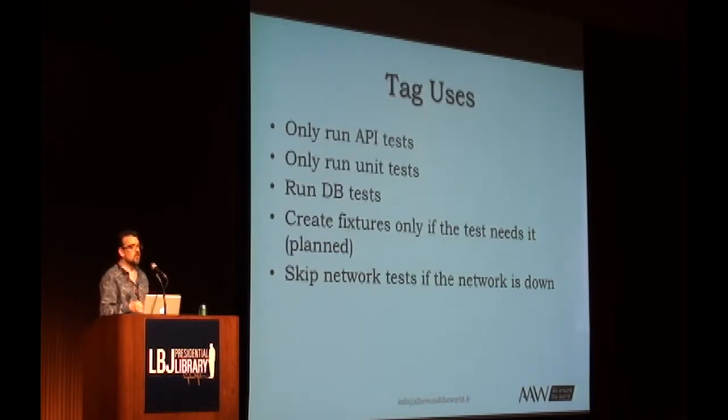This planned bit of creating fixtures only if the test needs it. Right now this actually works, but I need to think of a better API for it, so I haven't documented it. So for a test setup method, if you need to connect to the database and do a whole bunch of heavy work, and 7 out of your 10 test methods don't actually need to connect to the database, then you could skip the fixture work just for those. And again, the example I used was skip network tests if the network is down. You can do that if you start attaching metadata to your test suite.